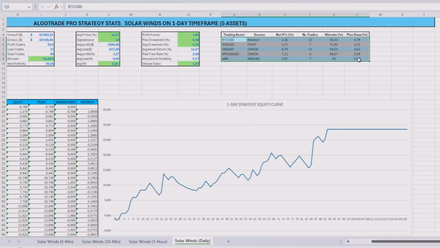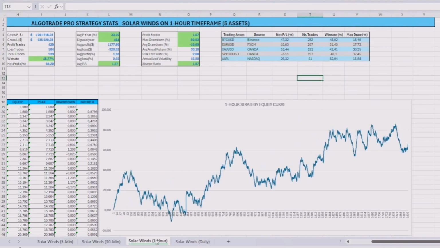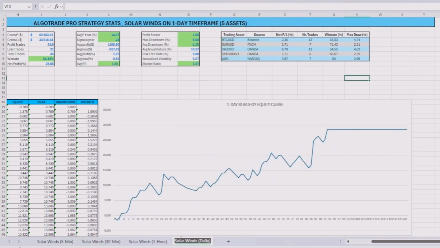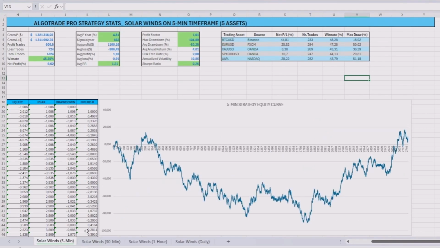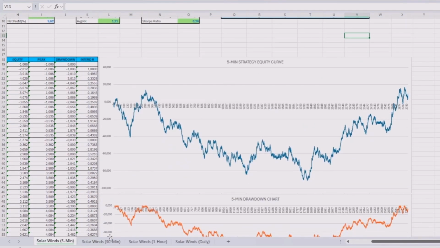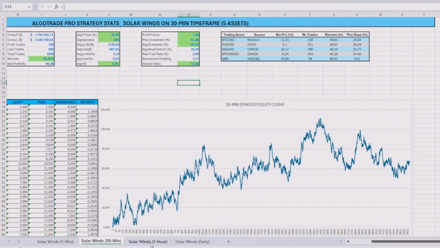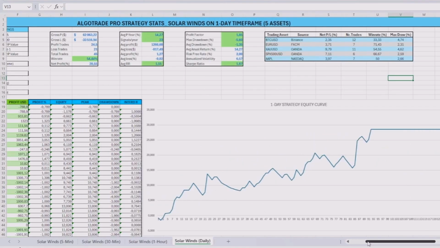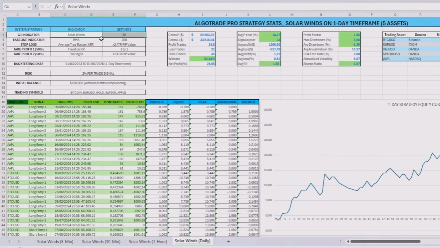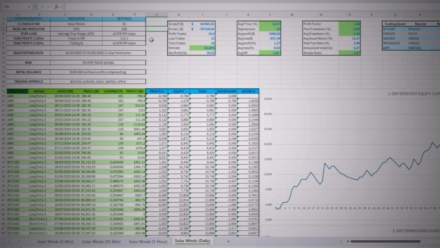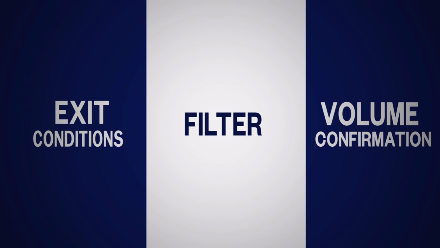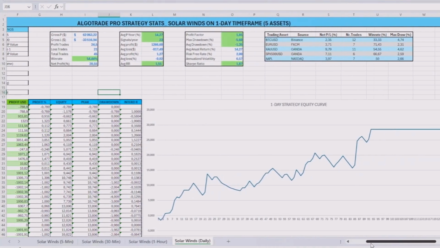Overall, the SolarWinds indicator proved to be surprisingly consistent across multiple timeframes and assets, especially on the higher ones. While it showed weaker performance in scalping, the strategy became increasingly effective as we moved into longer timeframes. And remember, this test only used a single indicator and a baseline, so there is a lot of potential for optimization. By adding trend filters, exit conditions, or volume-based confirmations, the strategy could perform even better.